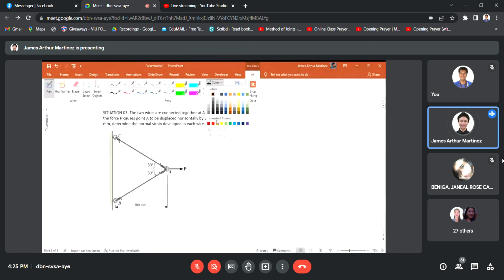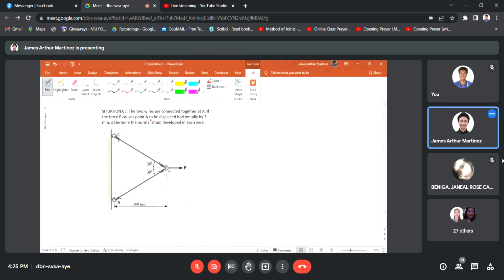Okay, sige. So, di ba, ingon sa problem na force P will cause point A to displace by 3 millimeters, no? So, from this point, the original position of point A until, let's say, at this point, auto lang siya i-label as A prime. So, na-displace daw na siya na by 3 millimeters.